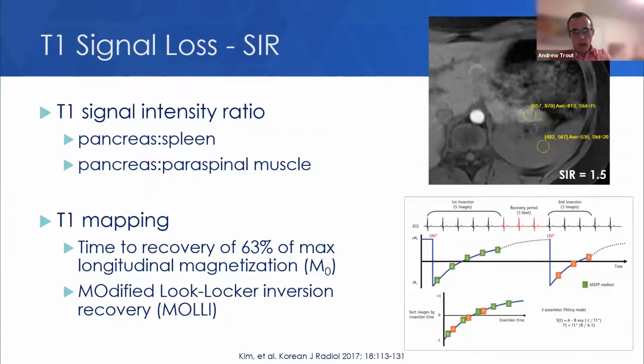You can do this semi-quantitatively by comparing the signal intensity in the pancreas to another organ like the spleen or paraspinal muscle, and creating what's called a signal intensity ratio. Or you can do true T1 mapping, which actually gives true quantitation of the T1 signal. When you just measure on an MRI image like this, drawing a region of interest over the pancreas, that's a relative signal intensity, which is why you need to compare it to another organ. T1 mapping using specifically designed sequences actually truly lets us quantify the T1 signal in the pancreas.